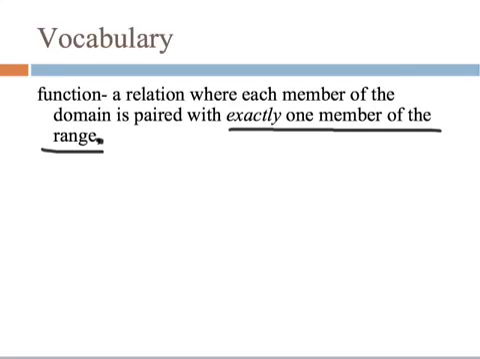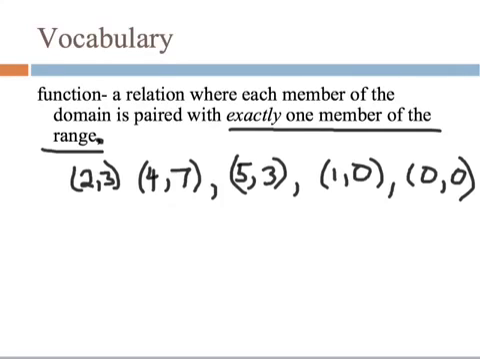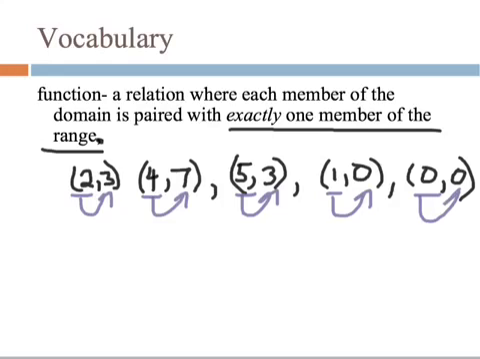So here's a relation. If you take a look at this relation, you'll notice that each member of the domain, and I'm going to underline those members of the domain in blue. We remember that the domain is the set of all x values. Each member of the domain is mapped to exactly one member of the range. So 2 is mapped to 3, 4 is mapped to 7, 5 is mapped to 3, 1 is mapped to 0, and 0 is mapped to 0.